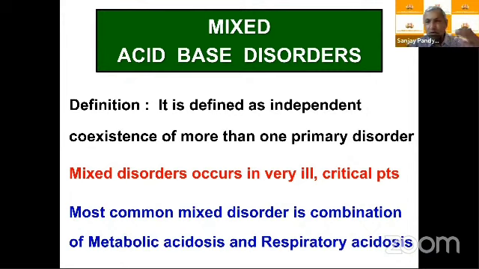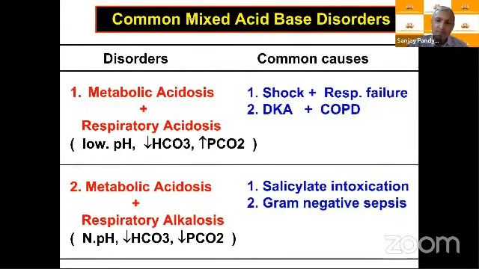Now, before going ahead, let us have some examples of the clinical scenarios in which we get mixed disorder, such as metabolic acidosis with respiratory acidosis. The answer is a patient with shock heading for respiratory failure. There will be a combination of both. Diabetic ketoacidosis in severe COPD will have both. Likewise, there will be combinations of different disorders, which I am not going to discuss. That is available in the book.